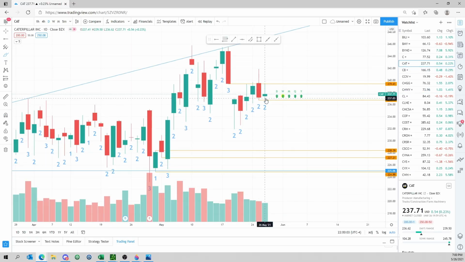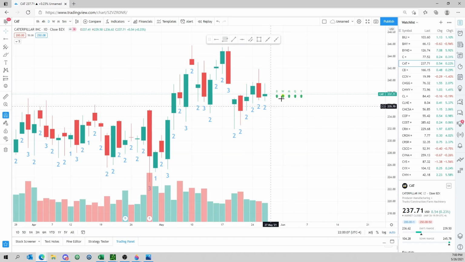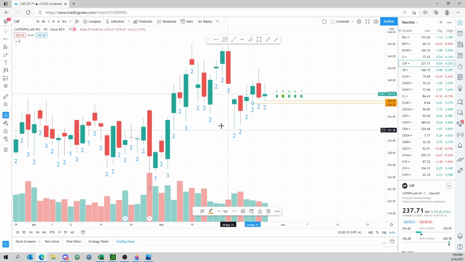Okay, for example, CAT. So let's say we wanted to go short tomorrow. We know our entry, 236.62, and if we wanted, we could find our exit right here at 236.22. Not a huge move, but you know, it gives you the levels to look for.